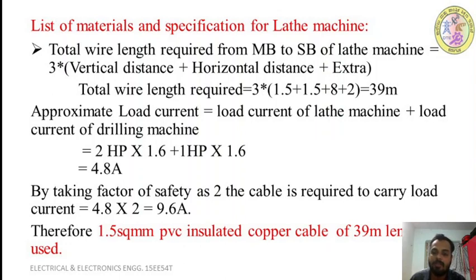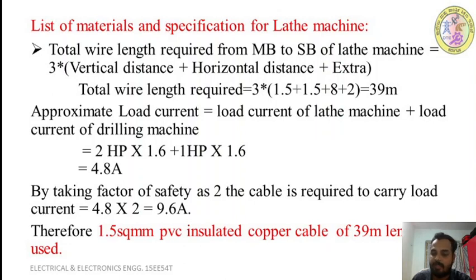That is equal to load current of lathe machine plus load current of drilling machine, because on that side we are having two machines. For the two machines, that is the current the cable has to carry, right? So that is load current of lathe machine plus load current of drilling machine. So what is the load current of lathe machine?